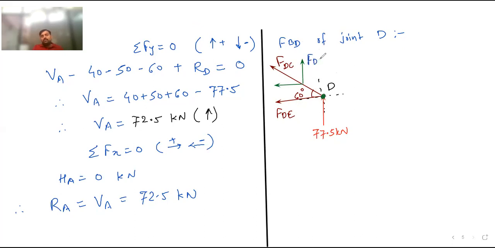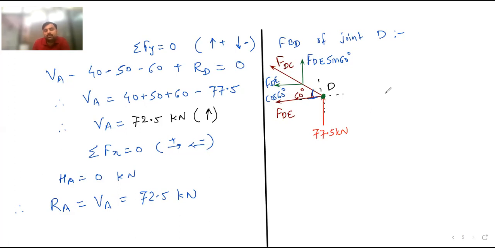Here it is FDE cos 60. And this is FDE sine 60. Is it right? No, sir. What happened now? On the X axis we need cos and on the Y axis we need sine. Correct. So here it should be sine 60 and here it must be cos 60. Okay. Because this 60 degree angle you can see here is nearer to the x component. So at x, cos will be there.